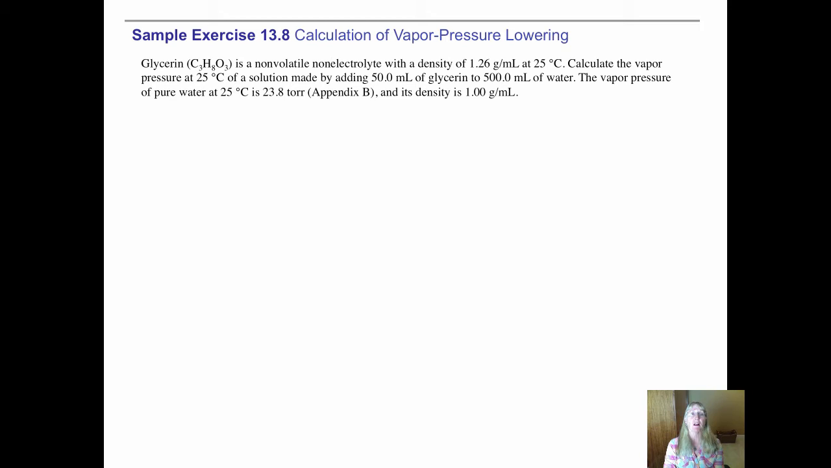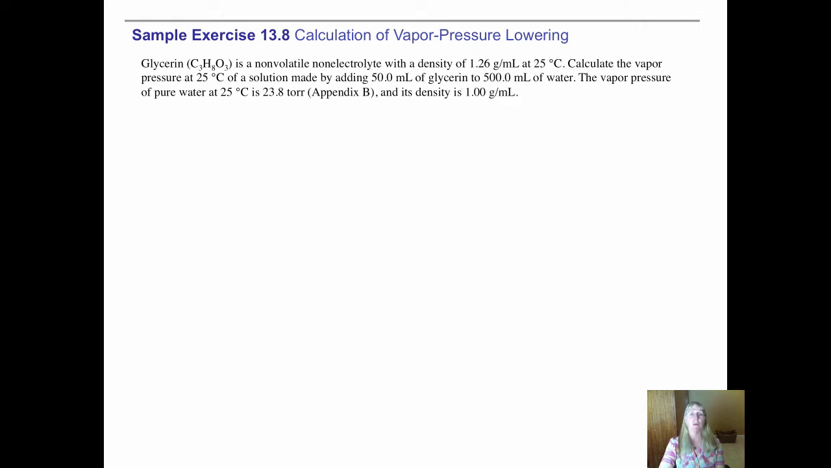So we take a non-volatile, non-electrolyte like glycerin. Remember, we don't want to introduce the van 't Hoff factor to do battle with Raoult's law. So if we take glycerin and we know its density and have a temperature, if we have a volume of that glycerin, we should be able to calculate its moles. And sure enough, they've given me 50 milliliters of glycerin, and they put it in 500 milliliters of water. Both are liquids, so we're going to say the water is the solvent.